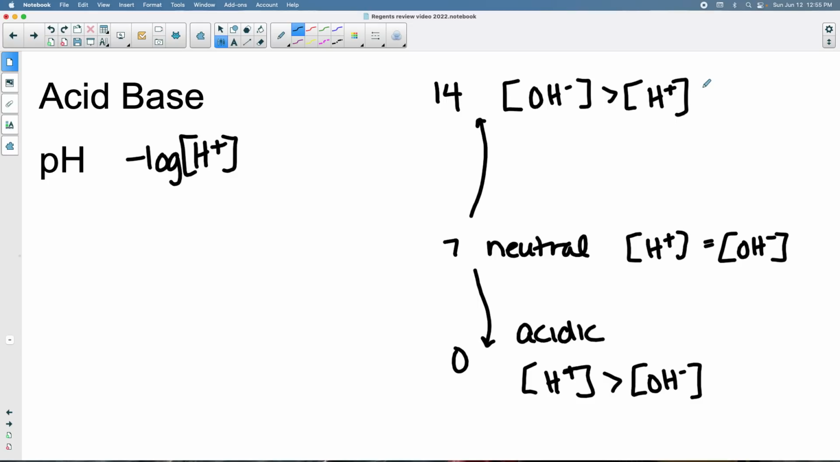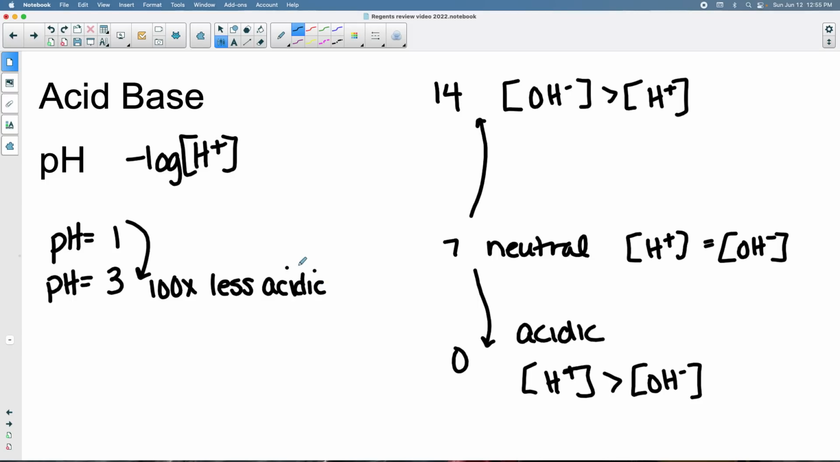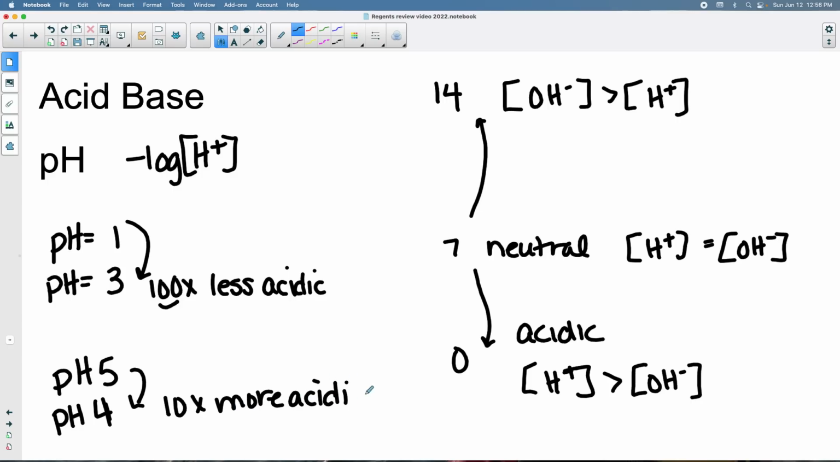Every number on the pH scale is a factor of 10. So if pH equals 1 and you want to compare it to pH equals 3, pH equals 3 is 100 times less acidic because it's 2 places away. Okay, there's 2 zeros in 100. If we want to compare a pH of 5 to a pH of 4, the 4 is 10 times more acidic than the 5 because it is 1 place lower on the pH scale.